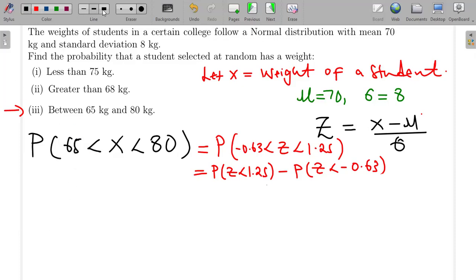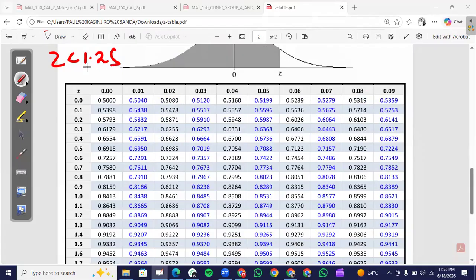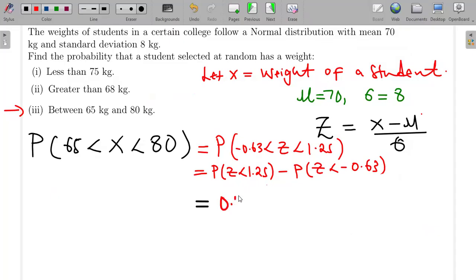So this will just be equal to, what is the probability that Z is less than 1.25? Okay, so let's come here. That is the positive z-score table. So Z is less than 1.25. The 1.2 is here, and the 0.05 is there. So I'm coming to the right like that, I'm coming down like that, and we are going to meet there. So that is 0.8944.